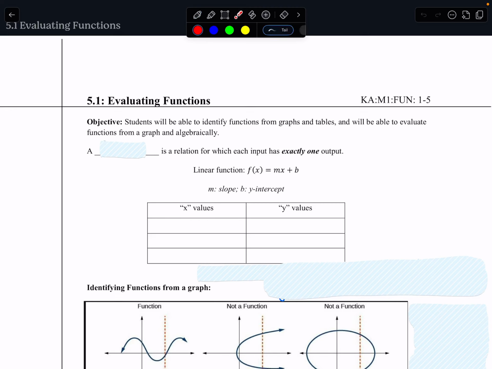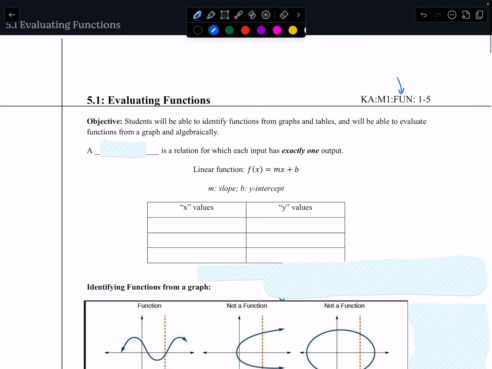This is the first lesson in our new notebook for spring semester. We're starting in chapter 5, functions in general. This lesson 5.1 is called Evaluating Functions. We are starting a new unit in Con. So FUN here stands for functions. And in Khan Academy, I believe that's unit 8. All right, and this covers skills 1 through 5 in Khan Academy, unit 8.